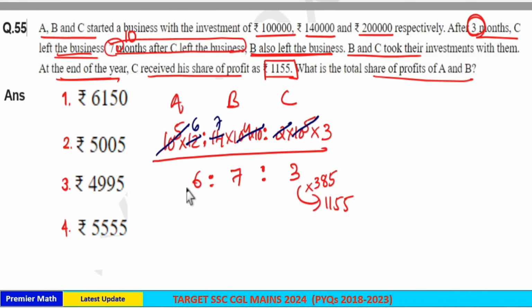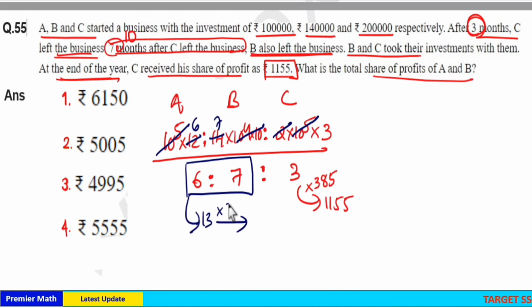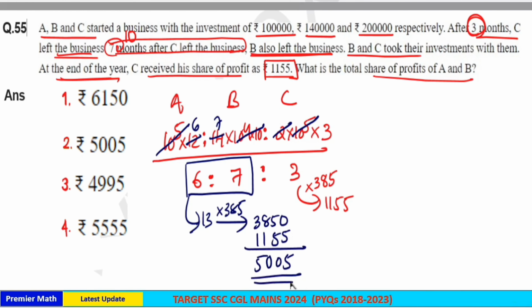Then we have to find out the total profit of A and B, which is 6 plus 7, 13 part. So 13 part is equal to 13 into 385. 385 into 10 is 3850 and 3 into 5 is 15. 3 into 8, 24 plus 1, 25. 3 into 3, 9 plus 2, 11. Now if you add, this will become 5005. So option 2 is your answer.